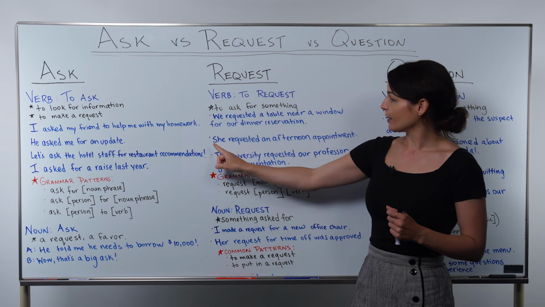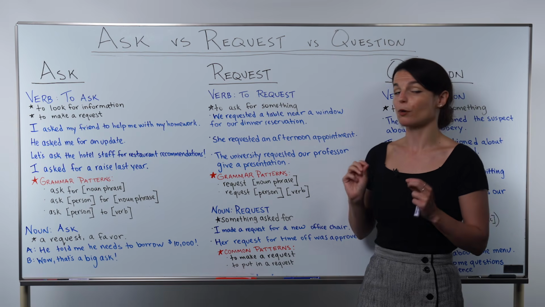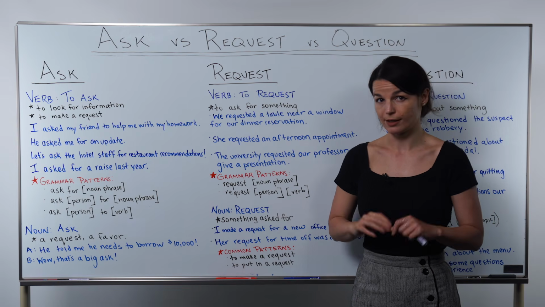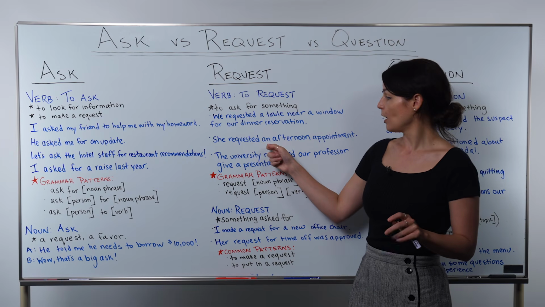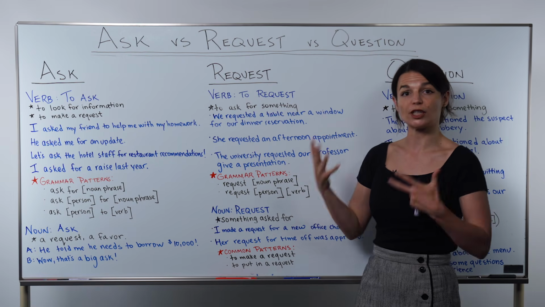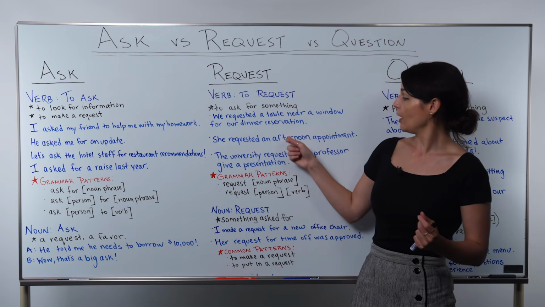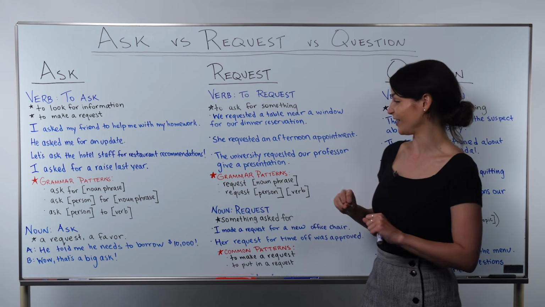Okay, so let's look at the next example. She requested an afternoon appointment. Again, past tense, she requested. And then we have our noun phrase here, an afternoon appointment. So what did she want? What did she ask for? An afternoon appointment, okay? Finally, last example sentence here.